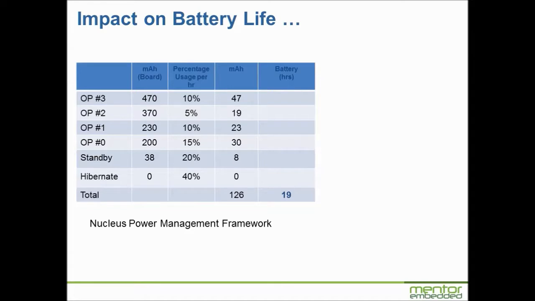Now, if we then take those operating points and consider what percentage of the time they were used for, this gives us a milliamp hour energy consumption in the third column there, and gives us a total of 126 milliamp hours, which for this particular device, using the Nucleus real-time operating system with power management, yielded a 19-hour battery life.